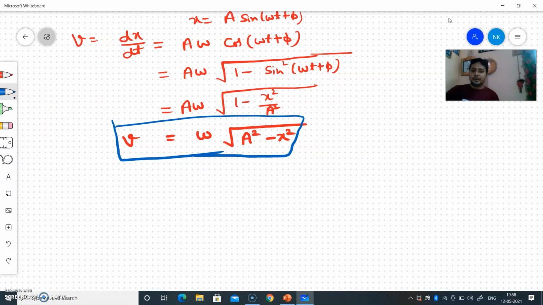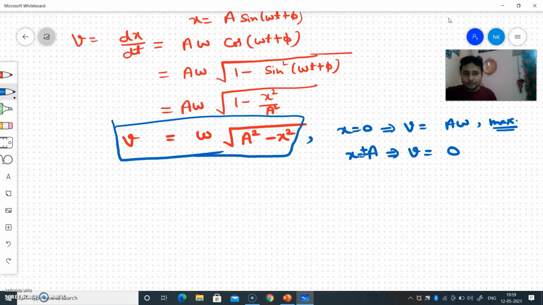So here you see that at x equal to 0, that is the mean position, velocity v is A omega, and maximum velocity is there. And when x is equal to plus minus A, that is at the extreme positions, velocity v is equal to 0. So at extreme positions velocity v is 0, and it is maximum at the mean position. Now what is the acceleration?